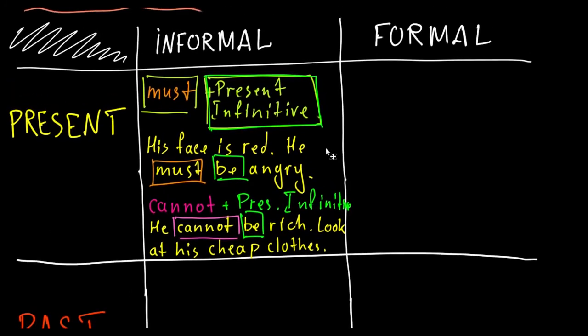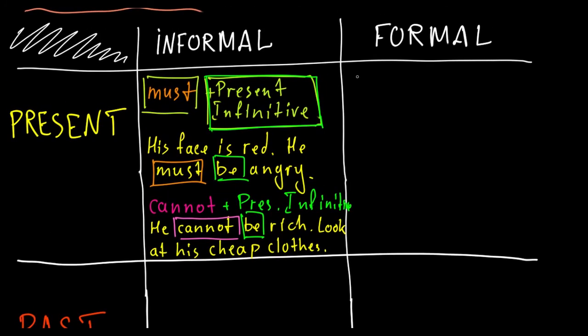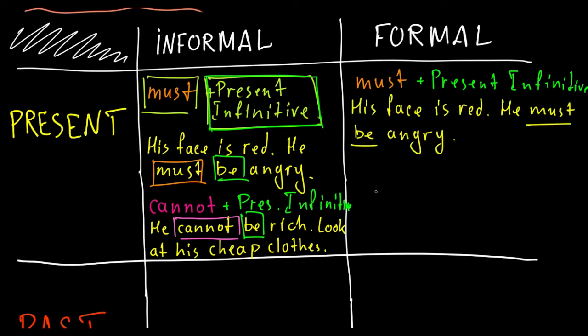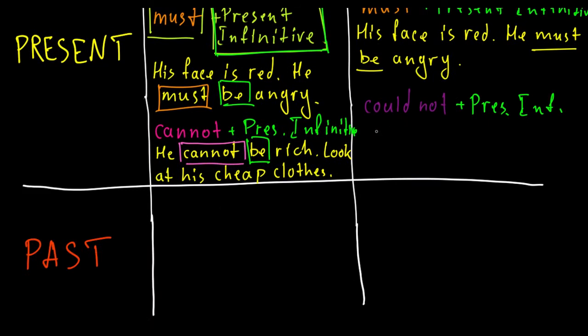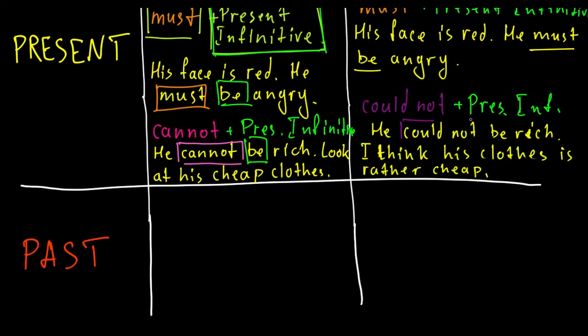So what about formal style? What can we use here? So here the situation is pretty easy. We also use must with present infinitive. I can just copy and paste all this from here, and of course the example, his face is red, and so on. Just the same thing. What about negative? Well, here we have some difference. Here, instead of cannot, I use could not. But in fact, it's the only difference. Could not. And of course, present infinitive here. As for the example, it can be the same, but with could. He could not be rich. Here is could not, and here is the infinitive.